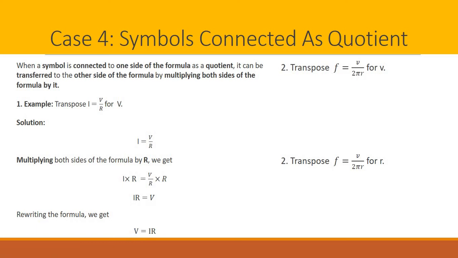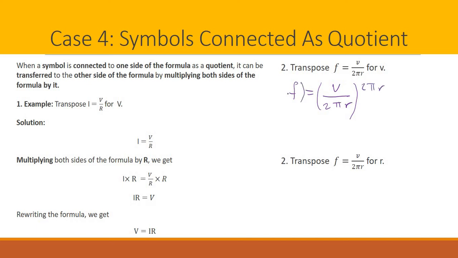In example 2, we're asked to transpose F equals V over 2 pi R for V. In other words, we want to make V the subject, right? So we rewrite our problem to say F is equal to V all over 2 pi R. If we want V by itself, we look at what is happening to the V. The V is being divided by 2 pi R. So in order to get rid of the fraction, we can multiply both sides by 2 pi R, which is the opposite operation.